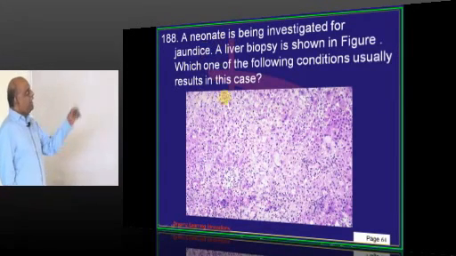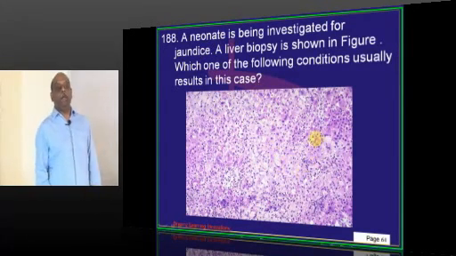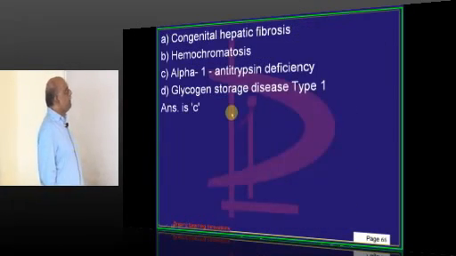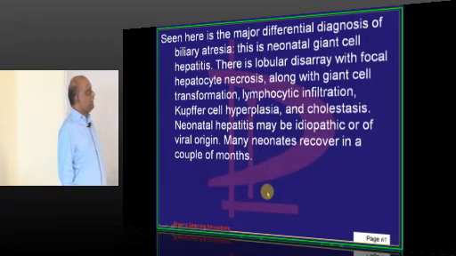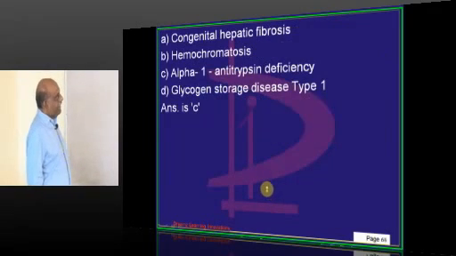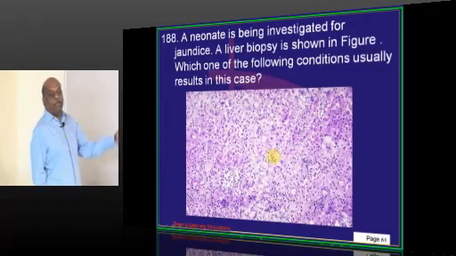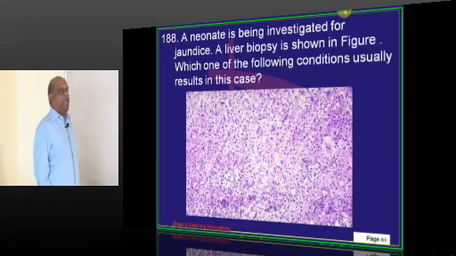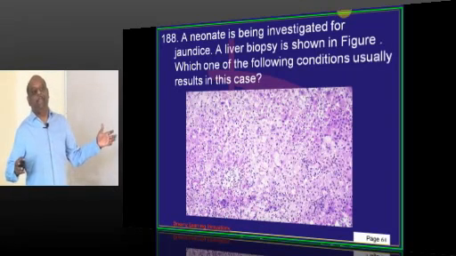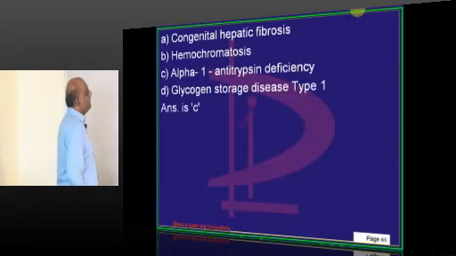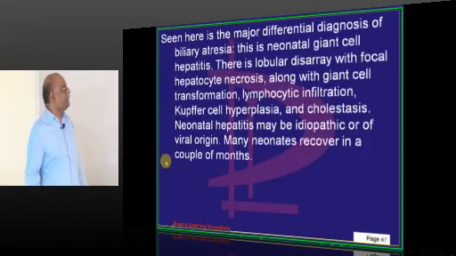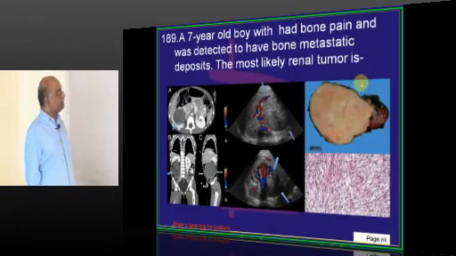A neonate is investigated for jaundice and a biopsy has been shown to you. So this is typically a pattern which is called giant cell hepatitis, where there is a loss of architecture, an architectural disarray, and which is a very classical feature seen in case of alpha-1 antitrypsin deficiency, which is a predisposing factor.